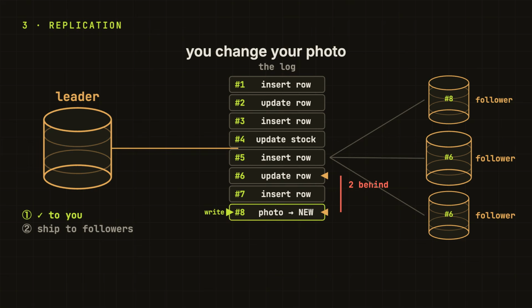You update your profile photo, the write goes to the leader, but your very next read happens to hit a follower that has not caught up yet. So you see your old photo. This is called the read your own writes problem.